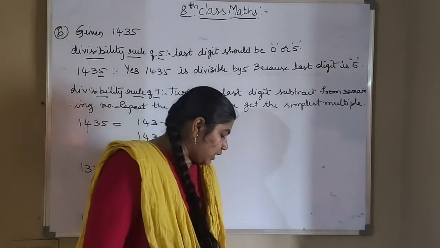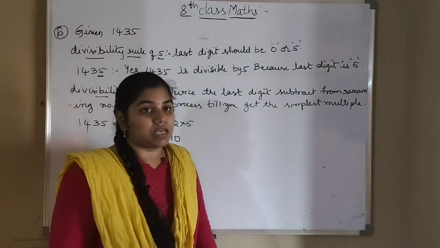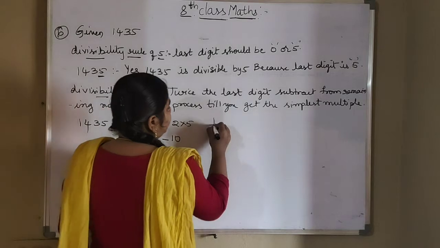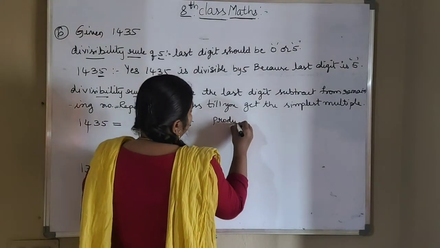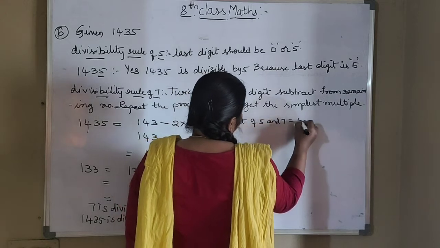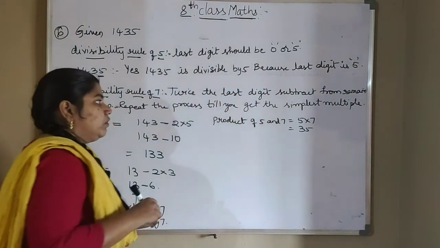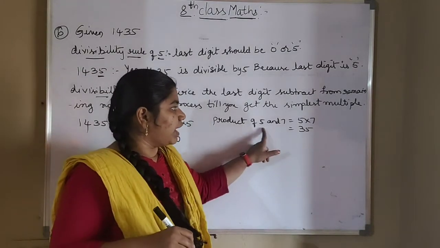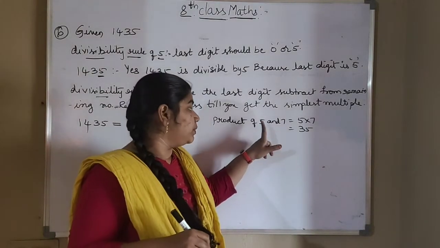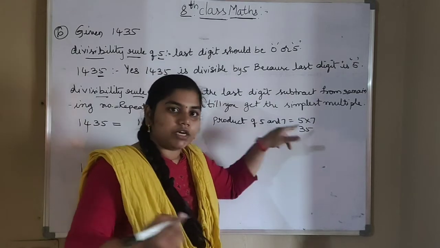Now what is the next question? Verify if 1435 is divisible by the product of 5 and 7. The product of 5 and 7, that will be 5 into 7 is 35. So what are the factors of 35? 5 and 7. So if it is divisible by 5 and 7, automatically it will be divisible with 35 also.